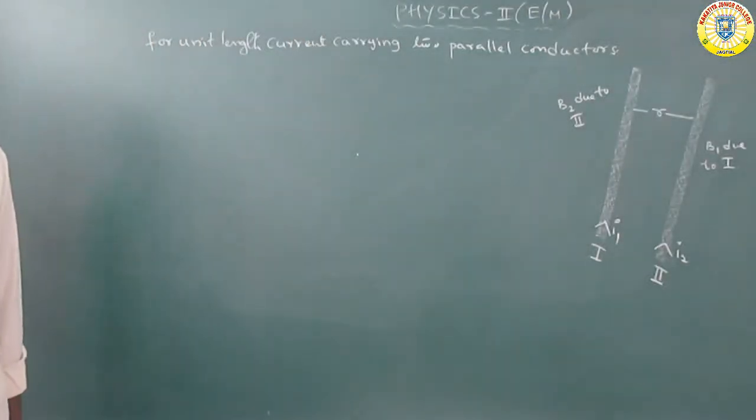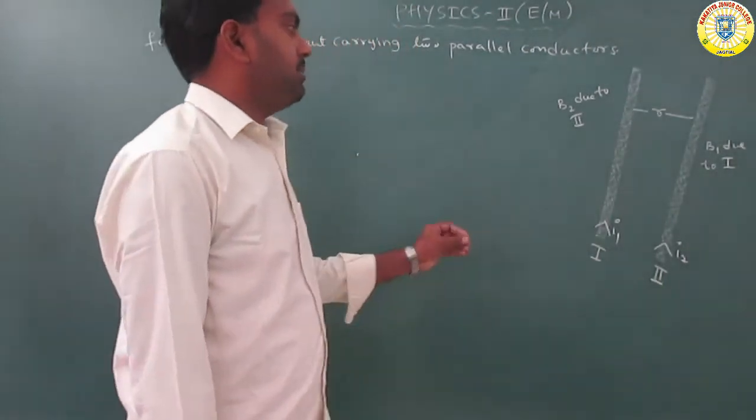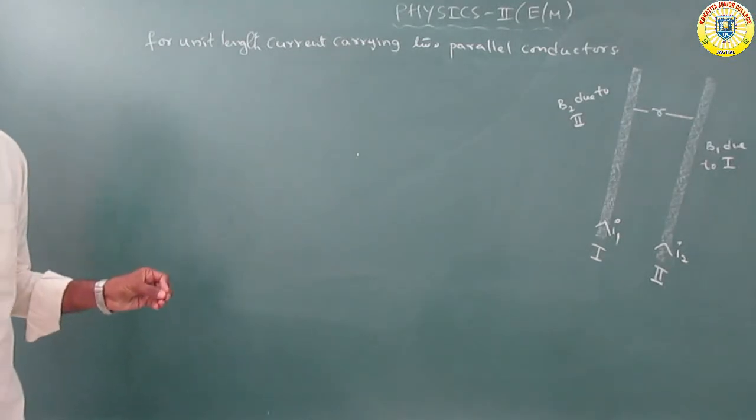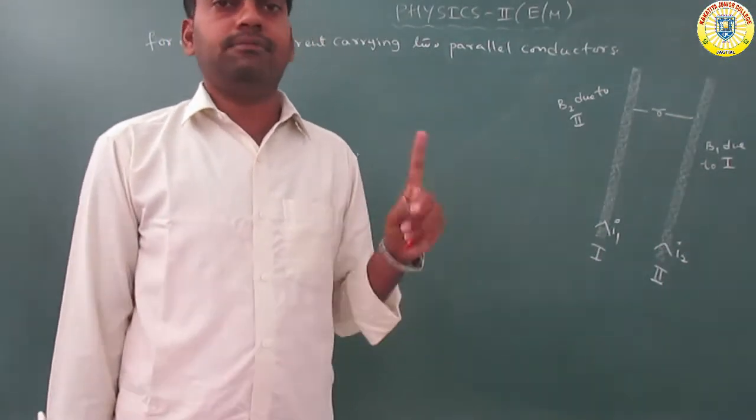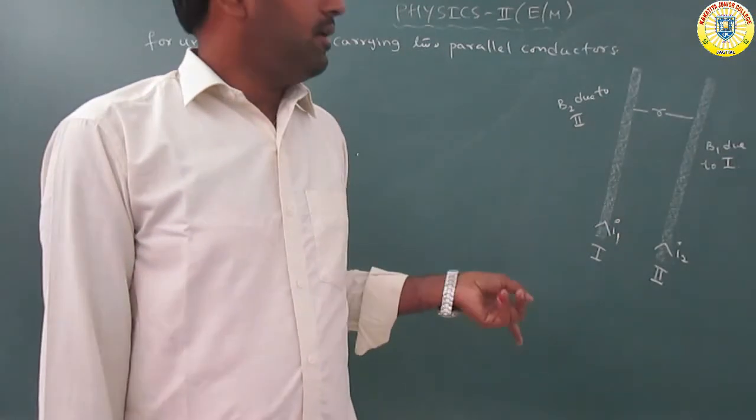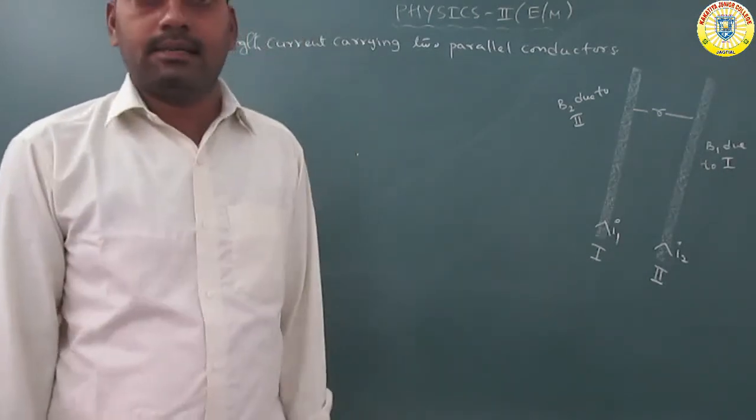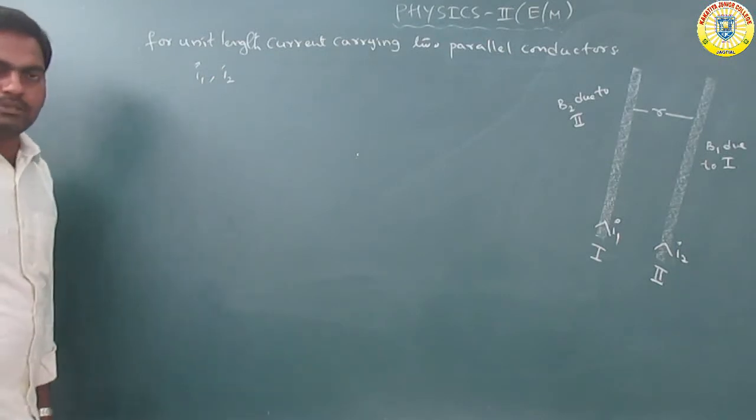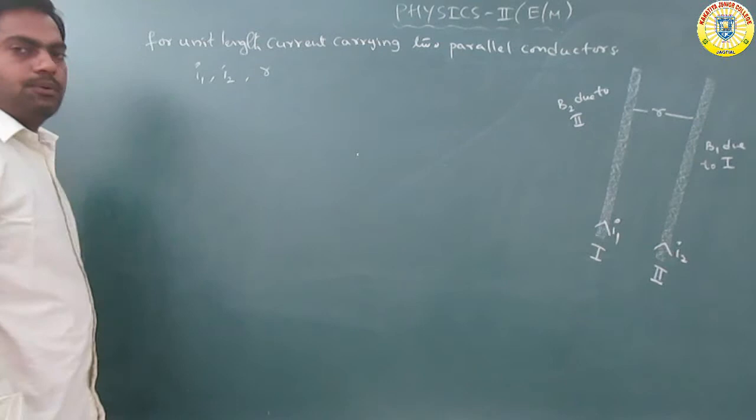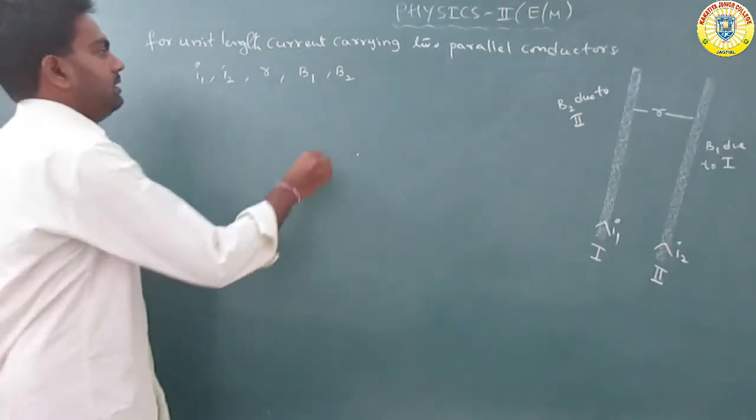Now consider the two parallel conductors having the same length and carrying currents I1 and I2, separated by a distance small r, as shown in this figure. The magnetic field is developed around the first conductor, and also around the second conductor. That is B1 and B2. I1 and I2 are the currents passing through the conductors, r is the distance between them, and B1 and B2 are the magnetic field strengths of the first conductor and second conductor.